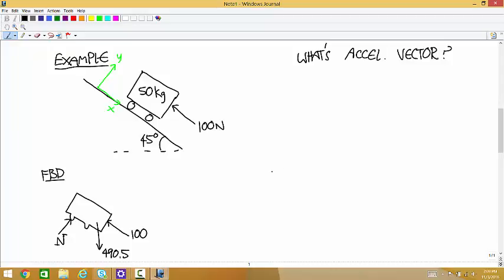So now we'll go to Newton's second law. In this green coordinate system, how do we represent this normal force? 0n. That's how it's always going to show up. How about that 100 Newton force?